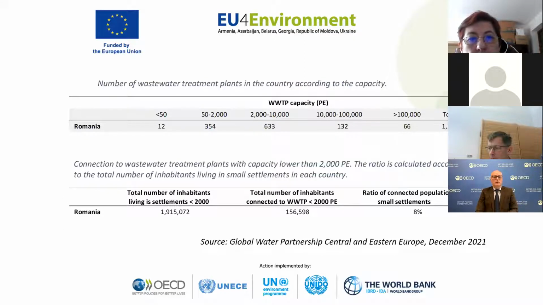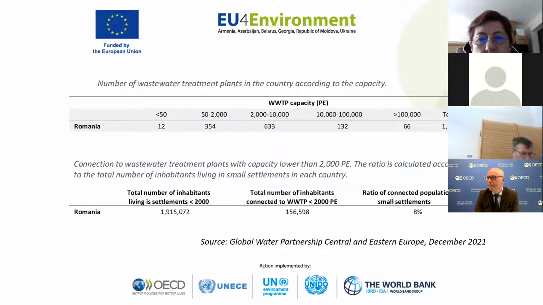We have here also some recent information from a study prepared by the Global Water Partnership for Central and Eastern Europe. By December 2021, Romania still had not many wastewater treatment plants. Starting from very small communities with less than 50 population equivalent, there are only 12 wastewater treatment plants, going to bigger communities, over 100,000 population equivalent, only 66 wastewater treatment plants. So we still have to do a lot of investments in the future.